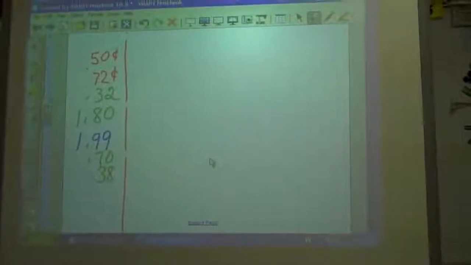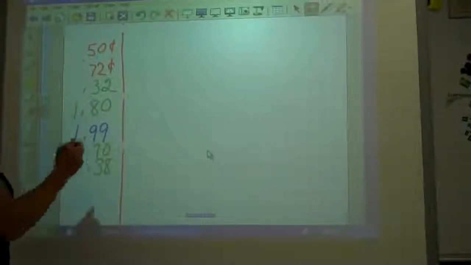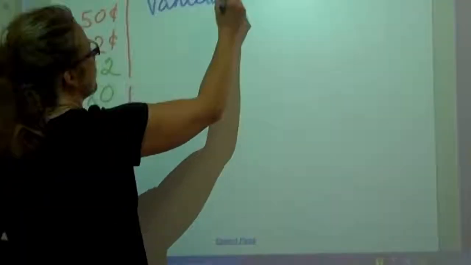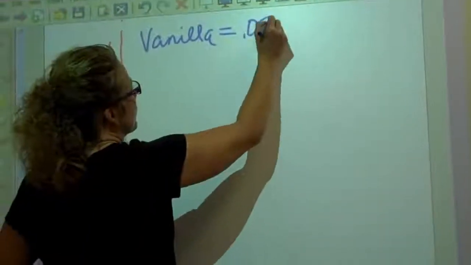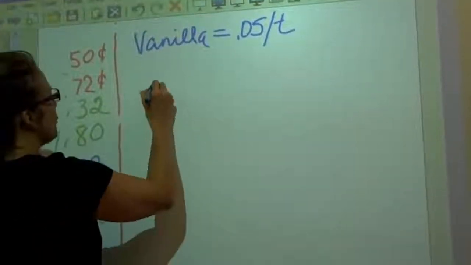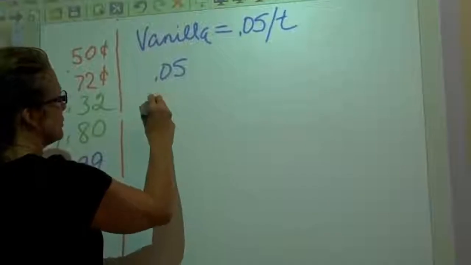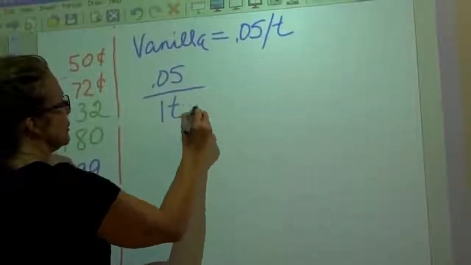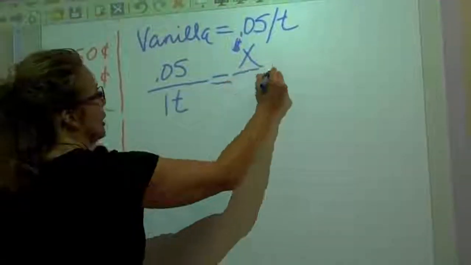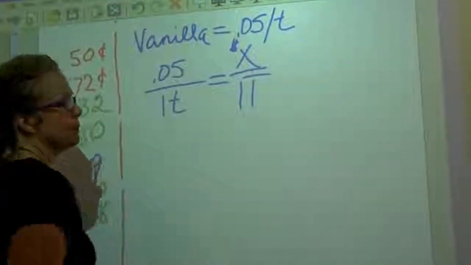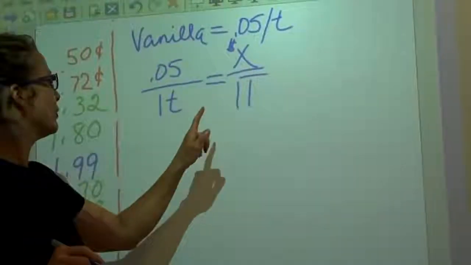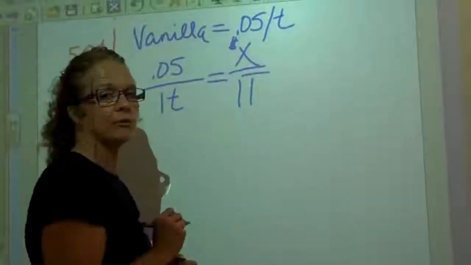Okay, the last ingredient is vanilla, and we know that vanilla costs 5 cents a teaspoon, and we need 1 tablespoon. All right? So 0.05 is how much it costs for 1 teaspoon. How much does it cost, so that's our x, for 1 tablespoon? So hopefully some of you see the discrepancy. Money to money, good to go. Teaspoon to tablespoon is a mistake.